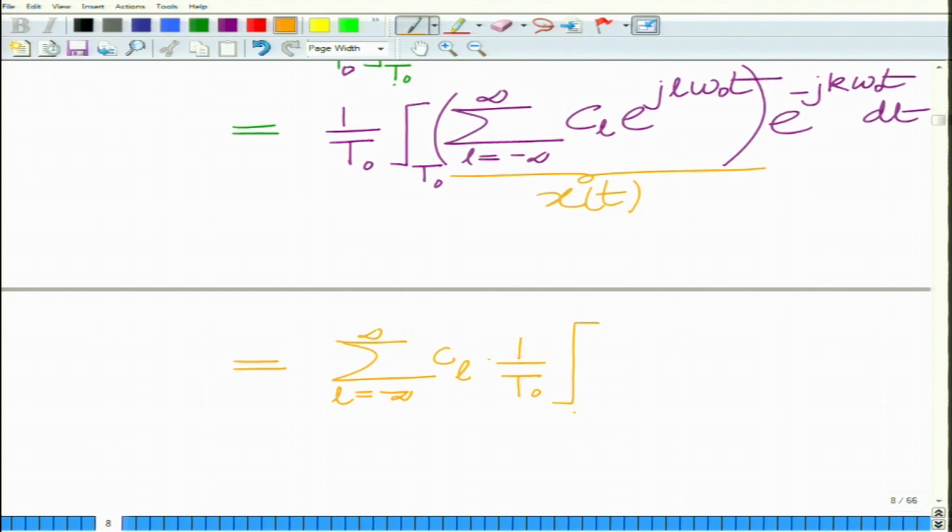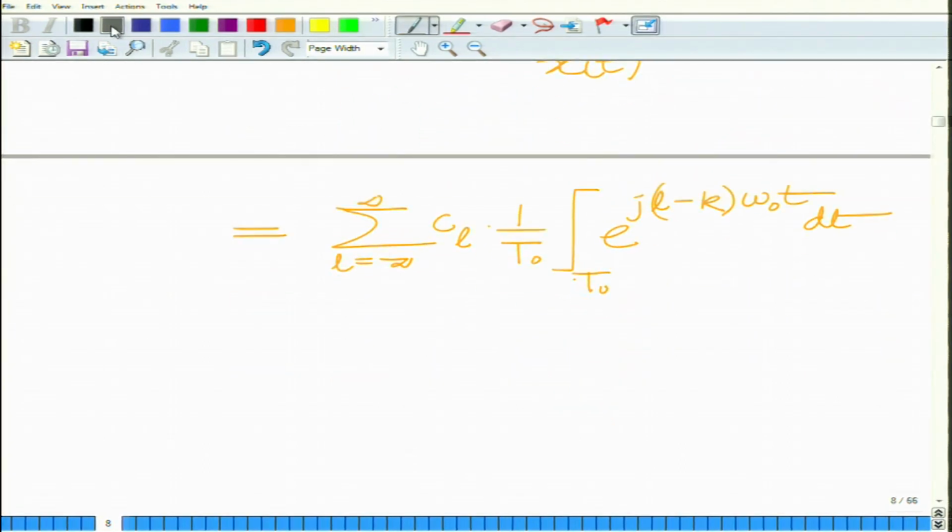Now, you can see I can combine these two exponential terms, integral over T naught of e raised to j (L minus k) omega naught t dt. Now look at this integral. I want to draw your attention towards this integral: 1 over T naught, e raised to j (L minus k) omega naught t dt, integral over duration T naught.